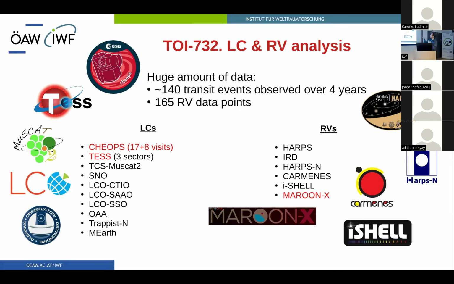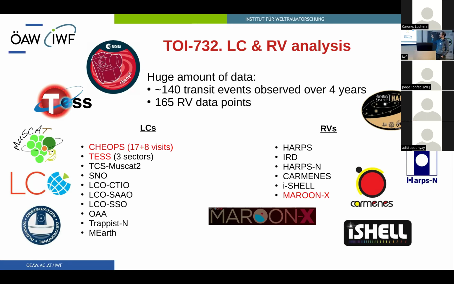So essentially, we had 140 transit events of these 2 planets that were observed over a time scale of 4 years. And here on the left-hand side, I list all the facilities from where the data were taken. I highlighted in red specifically the new additions that were made in this paper with respect to what was already available in the literature. So you can see CHEOPS and TESS essentially, and then the Muscat 2 facility that enables you to observe in different filters, the LCO network, TRAPPIST North, the MERF project, so lots of facilities.